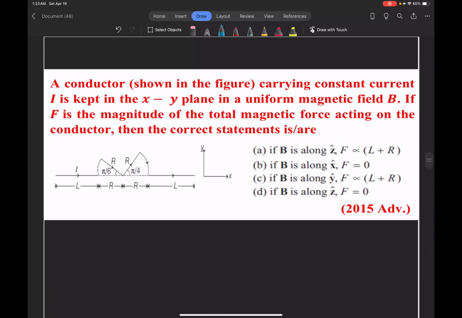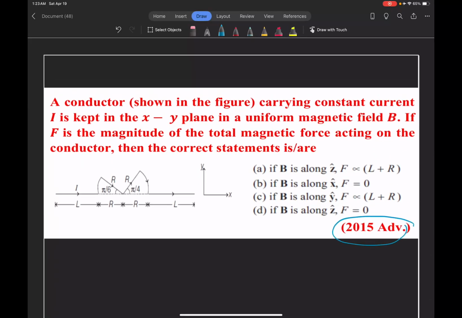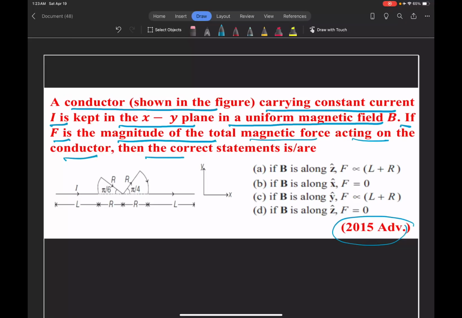and this was asked in the year 2015 Advanced, and it states that a conductor shown in the figure carrying a constant current I is kept in the xy plane in a uniform magnetic field B. If F is the magnitude of the total magnetic force acting on the conductor, then the correct statement is or are. So basically we have to find out the magnitude of F as well as the direction of the magnetic field from the four options.